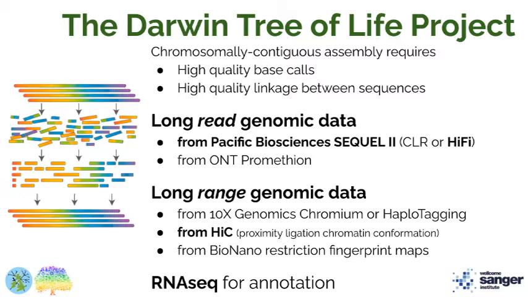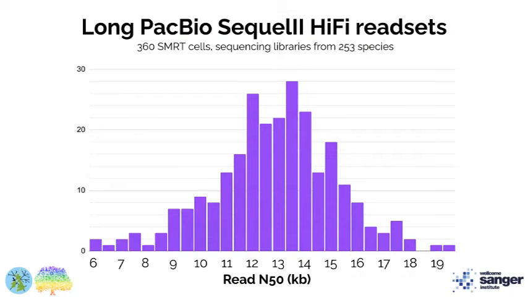So I'll just quickly show some of the long-read data. This is from the data we generated in the last year. So this is 253 different species. There are a couple of single-cell species in here, not Euglenids.